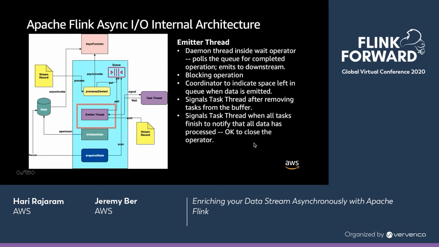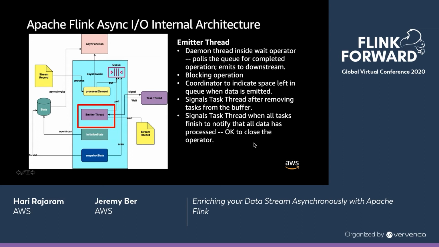The next thing you would see here is something called the emitter thread. So what is an emitter thread? The emitter thread is basically a daemon thread inside your async wait operator, and it polls the queue for completed operations. Remember I told you about the queue which is added to with the process element. Once it's added to the queue, the async invoke calls happen, but there should be somebody to emit the data, right? So the emitter thread is the thread which actually emits the data to your next stream record or to the next operator.